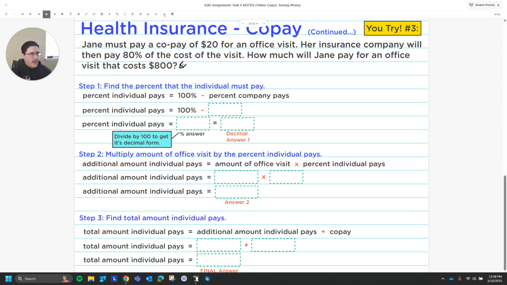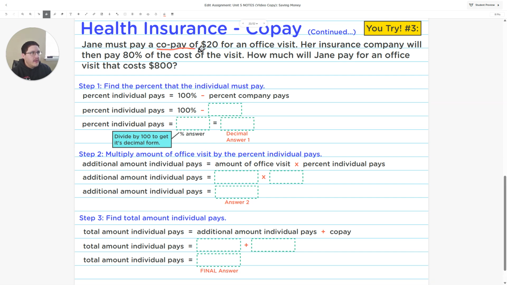Okay, so the copay is $20, and the insurance company will then pay 80%. We want to know how much Jane will pay for an office visit that costs $800. First off, step one: what percentage does Jane have to pay? We know the insurance company pays 80%. So 100 minus 80 is 20%, which as a decimal is 0.2.